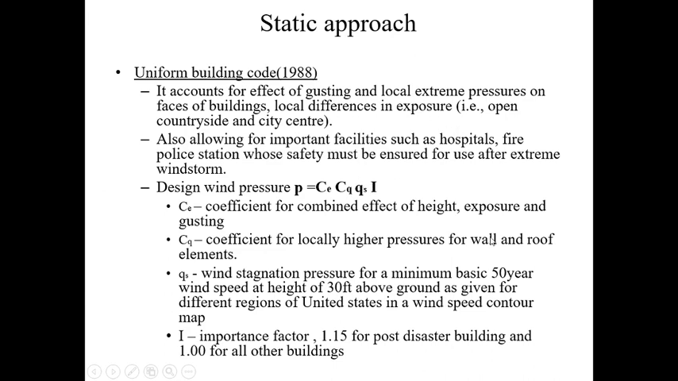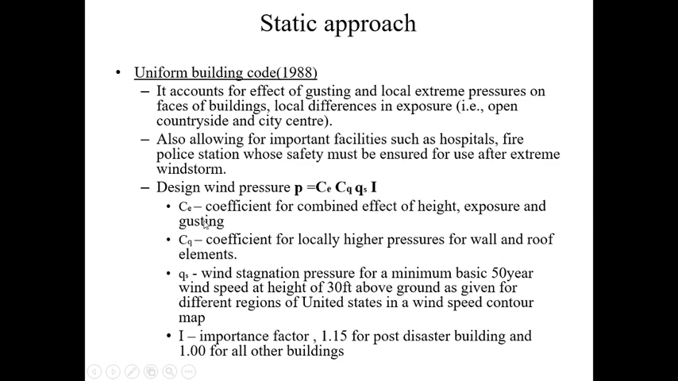Now these factors in this formula are obtained by taking into account the effect of the wind, that is the gusting wind. We consider the local extreme pressure, that is on what faces of the building the pressure is acting, also the exposure, that is whether it is in open countryside or in a congested city. Then the type of building, whether it is for hospitals, fire stations, or police stations. Depending on all this, the wind pressure is given by this formula, that is Ce into Cq into qs into I.